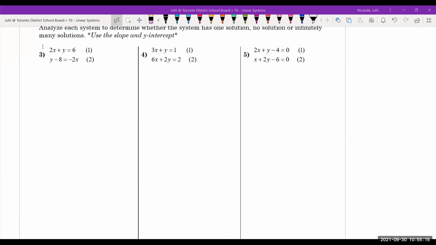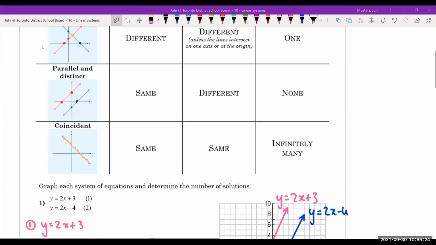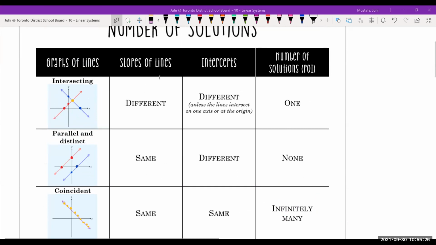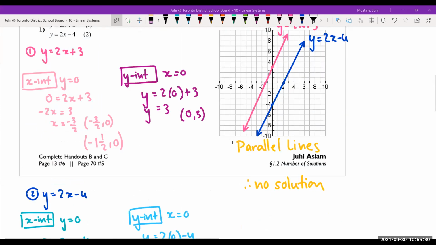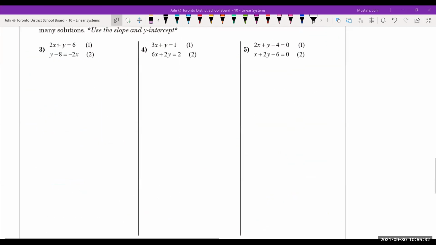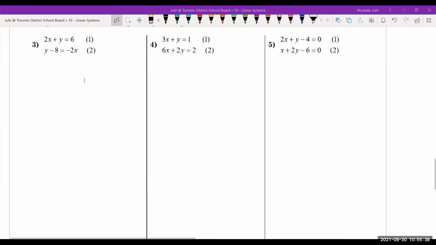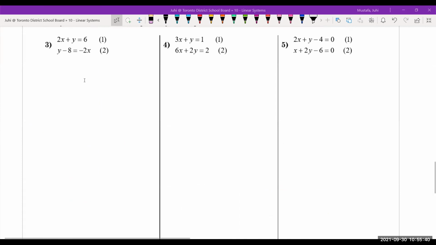Yeah, thank you. What 2 pieces of information do you need to figure out the number of solutions? If you look back at the chart, you're going to notice that we always talk about the slopes and we talk about the intercepts. So if I give you equations, and if you can calculate the slope of both of them and the intercepts, then you can compare them and see what kind of solution you have. So let's try that with question number 3.